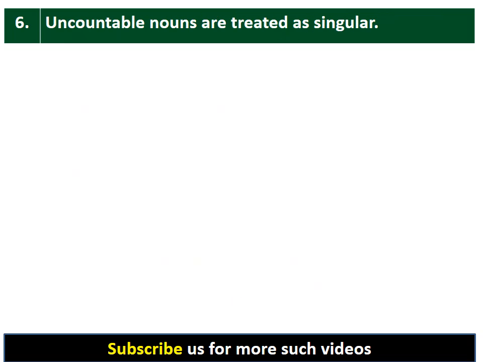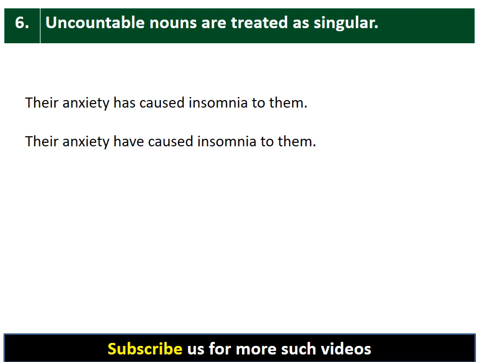Now rule number 6, uncountable nouns are treated as singular. So, their anxiety has caused insomnia to them. Anxiety cannot be counted. When you can't count them, you cannot consider them plural. Common sense, that means anxiety should be used with singular verb. And what is singular? Has or have? Of course, has is singular verb. So the first one is correct, second one is wrong.